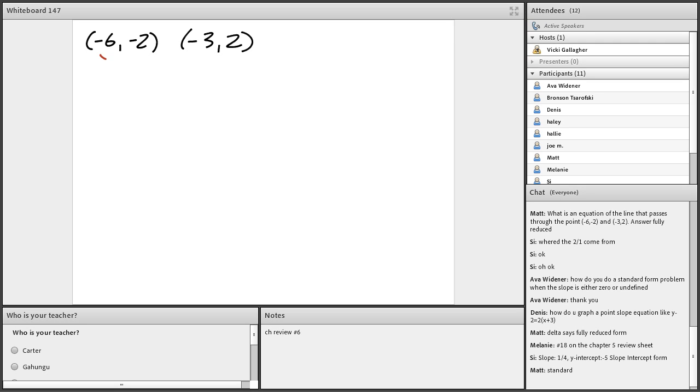Okay, so again, though, before we can even think about what format we're going to do, we need to find our slope because we don't know it right now. So we're going to do 2 minus -2 over -3 minus negative 6. Okay, so that gives me 4 over 3, and that's my slope. Matt, did you tell me who your teacher is so that I know what method to use?